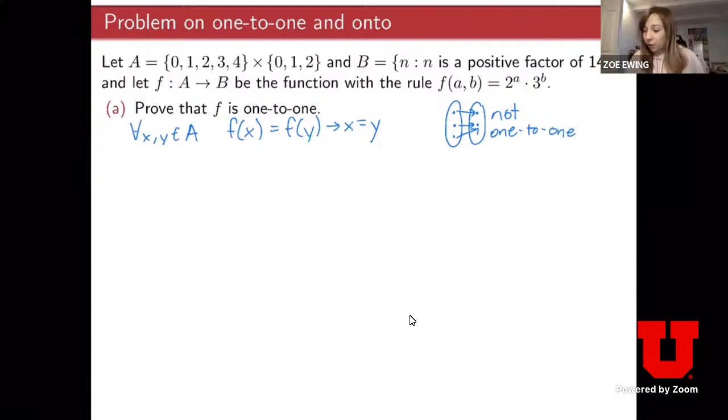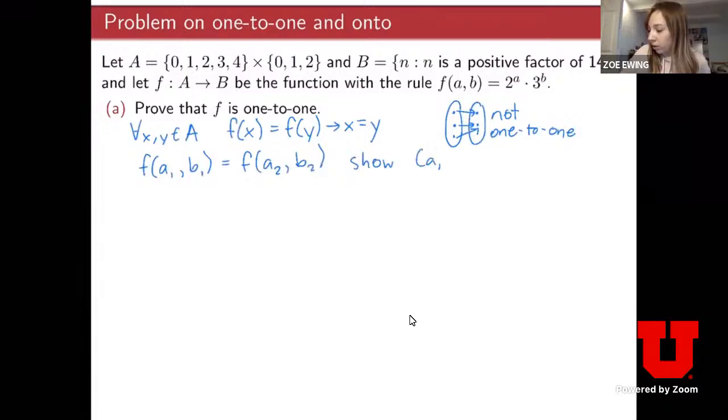Okay, so to prove that this function is going to be 1-to-1, let's let f of (a1, b1) equal f of (a2, b2). And we want to eventually show that (a1, b1) is equal to (a2, b2). So with that, does anybody have an idea of where we can start with this problem?